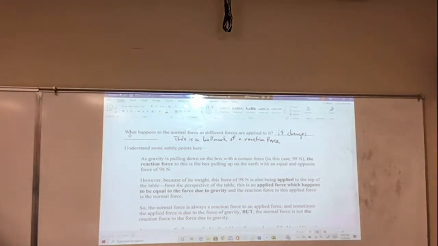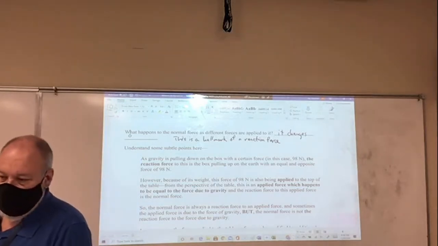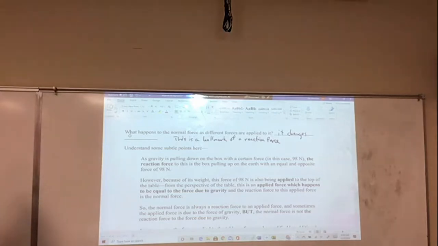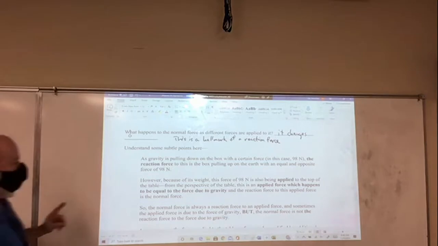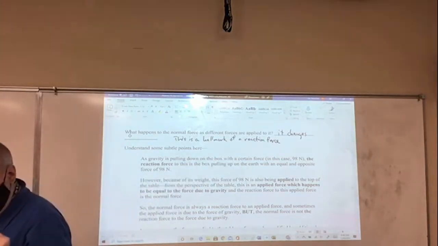Yeah. So if the applied force and the force due to gravity are equal, is there a normal force anymore, or would it equal 0? The applied force and the... So like if you pull up the box with 98 newtons of force, there's no normal force. Absolutely. Okay. Yep, absolutely. There is no normal force. That's a really good question as well.